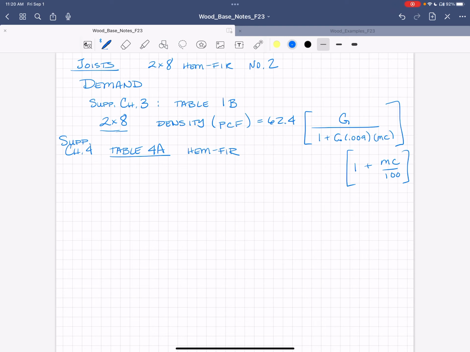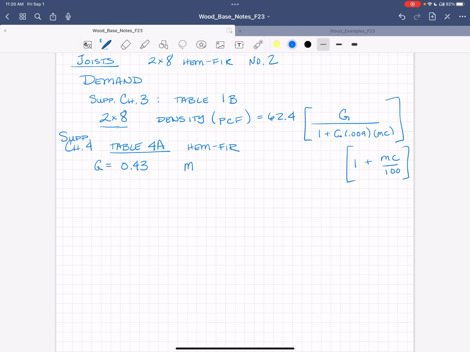Okay, so if I look at hem fir, what you'll see is that the specific gravity actually is the same for all the different grades because it's the same tree, it's just different quality, right? So I find out that the specific gravity is 0.43, and that's what I'm going to use in the equation. Moisture content, we've said that we are looking at 19% or less from dry wood, and we are looking at dried structural wood here. So it's 19 or less. So we'll just use 19 in our equation.